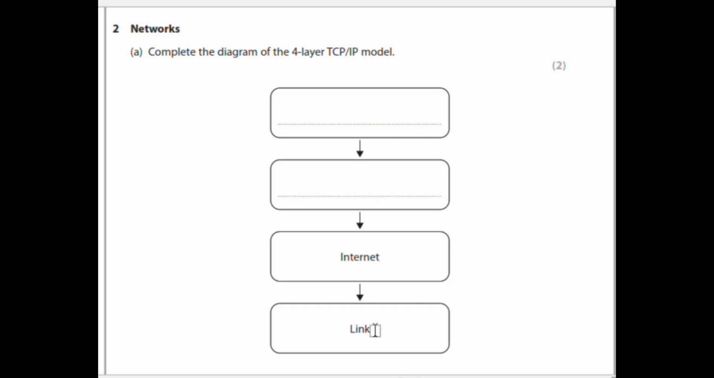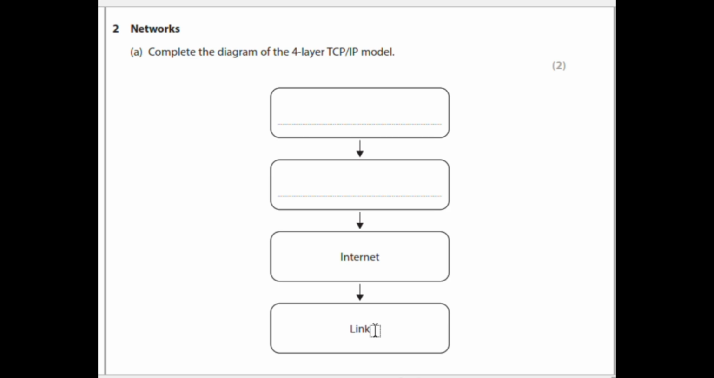This one you need to know how it is arranged, and also you need to be able to explain what happens at each layer. The first one is the application layer, and then after the application layer you go to the transport layer. Then after transport you go to the internet layer, and then the link layer. So you should know the roles, or what happens at each layer.